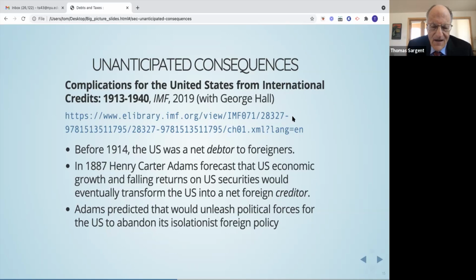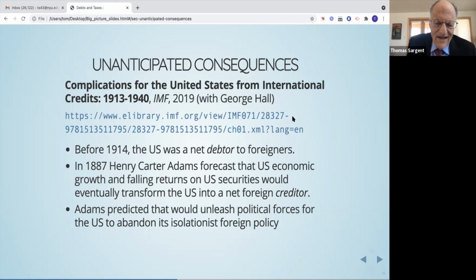So Henry Carter Adams says the following. He says, look, we're growing very fast. And because we're growing really fast and we're importing a lot of capital, eventually, this is an early version of secular stagnation, which was kind of in the wind, returns are going to fall. Returns on US securities are going to fall and approach the levels of British securities.